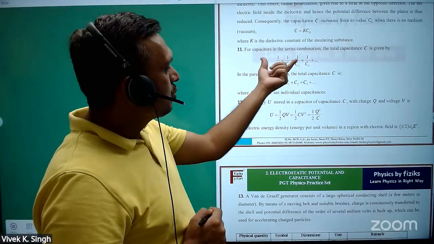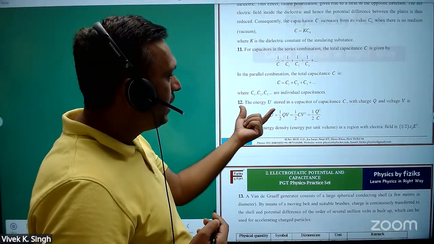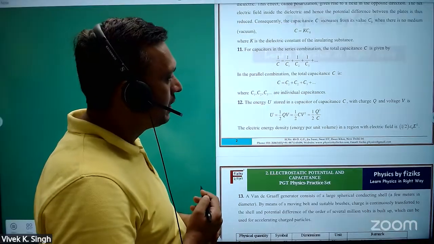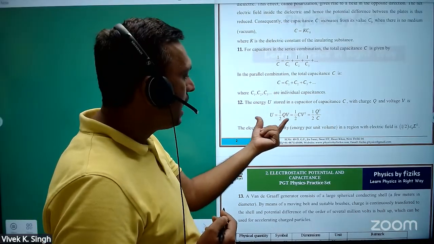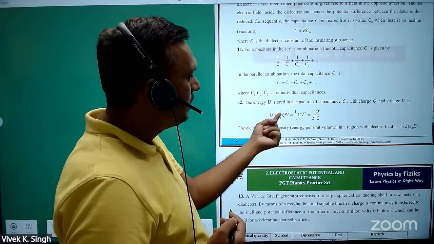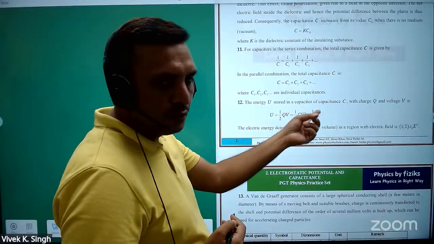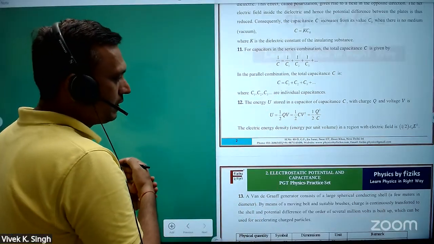So this is series combination, parallel combination, and then there will be energy stored in a capacitor of capacitance C. So that energy stored is given by half QV, because Q is CV. So that can be written as half CV square or Q square by 2C also. This is the energy stored in the capacitor.